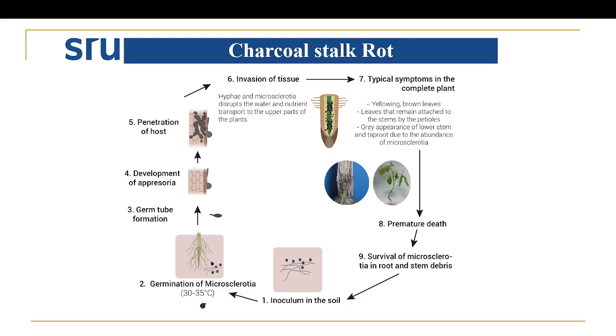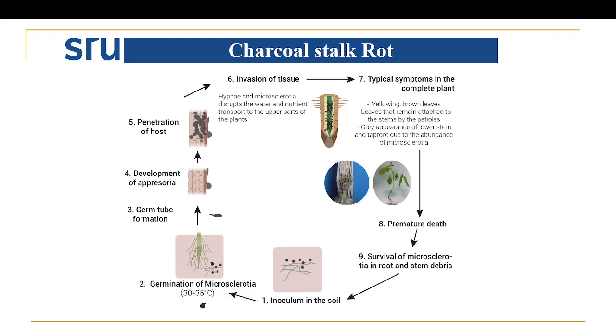First, the microsclerotia present in the soil act as the primary source of inoculum. At a temperature of 30 to 35 degrees Celsius they germinate and cause infection to the root system. Germ tube formation will occur, followed by development of appressoria, then penetration of the root system, then invasion of the tissue.